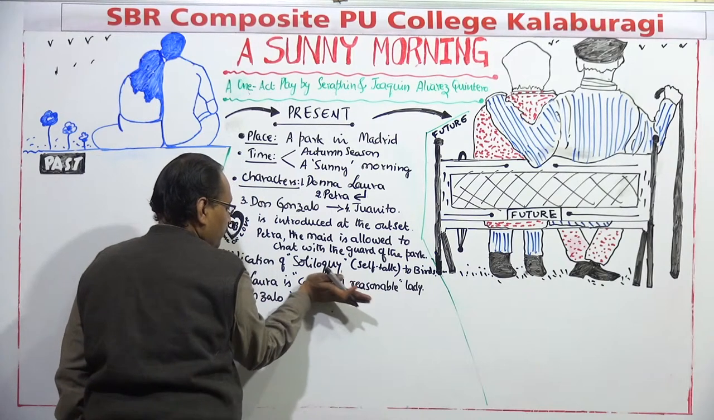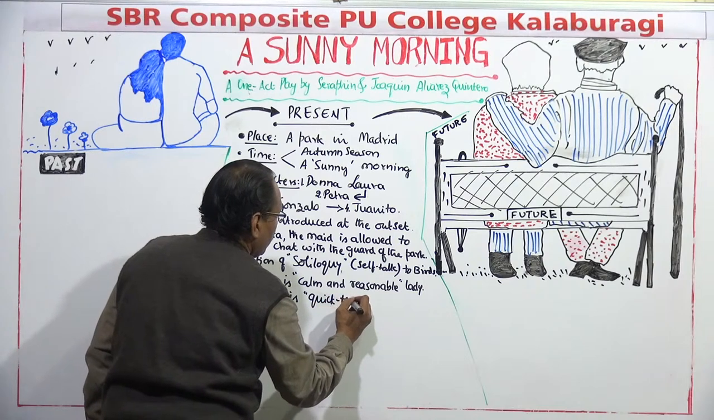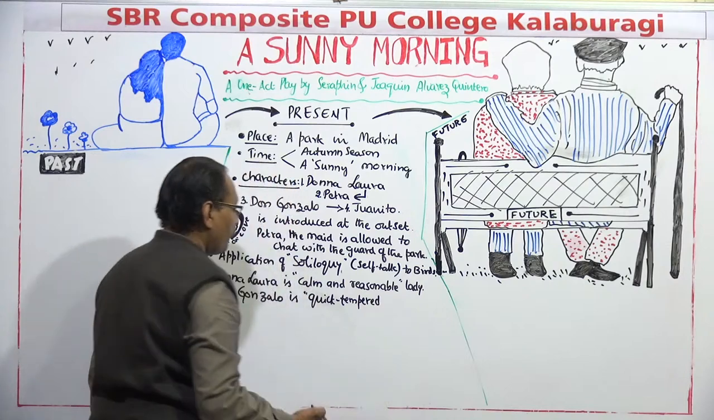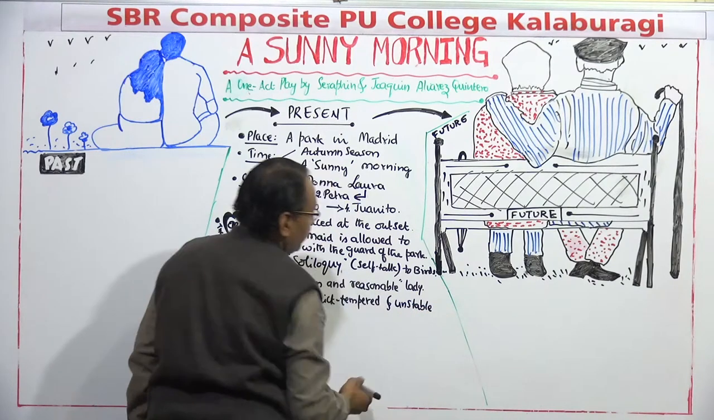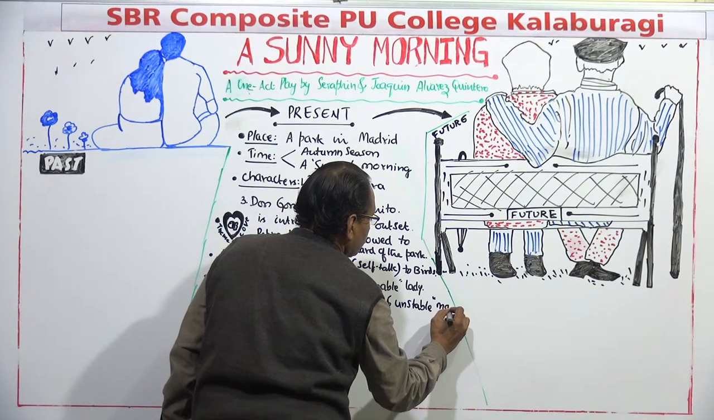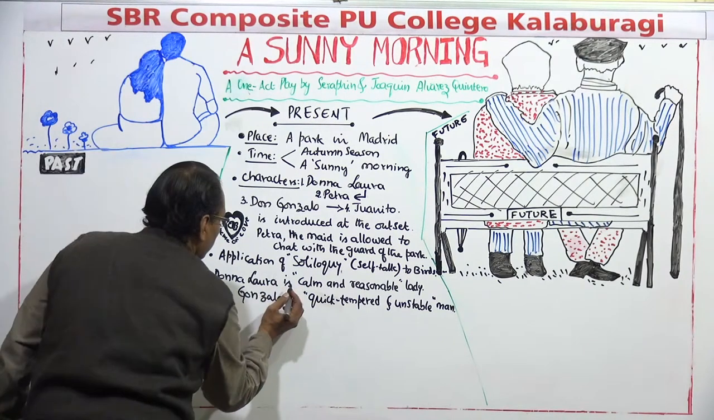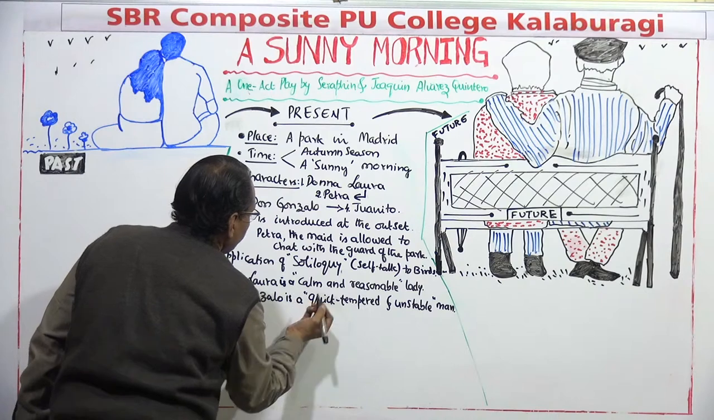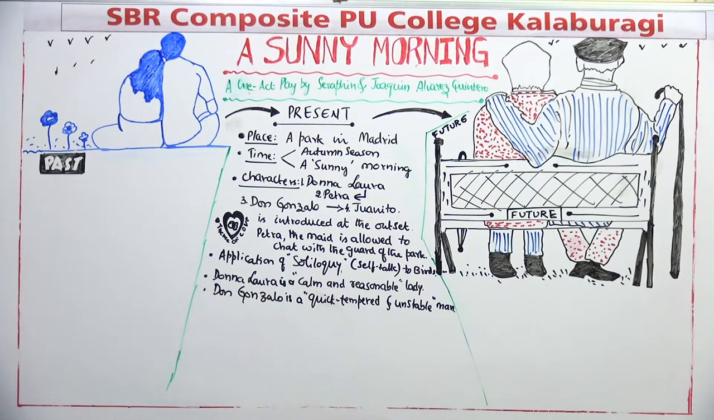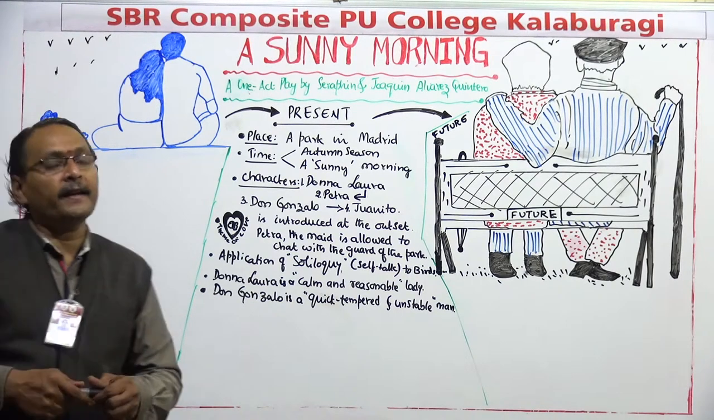Let me write those words. Quick-tempered, okay, is given to emotions quickly. Quick-tempered and unstable man. He is not stable with his opinions. That is how initially their characters can be seen. So Don Gonzalo is quick-tempered and unstable. That is how the dramatists portrayed them initially, and this opinion continues, in fact.